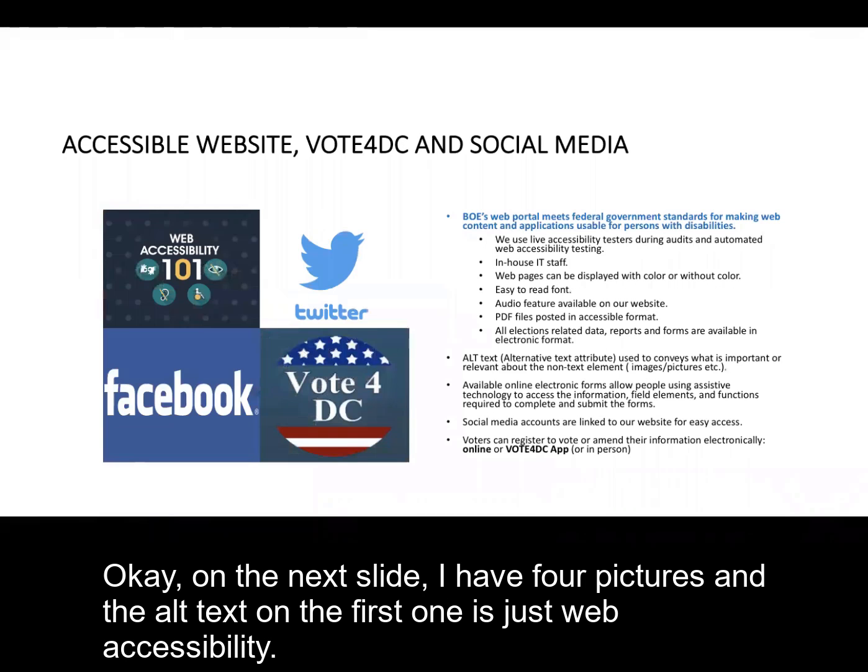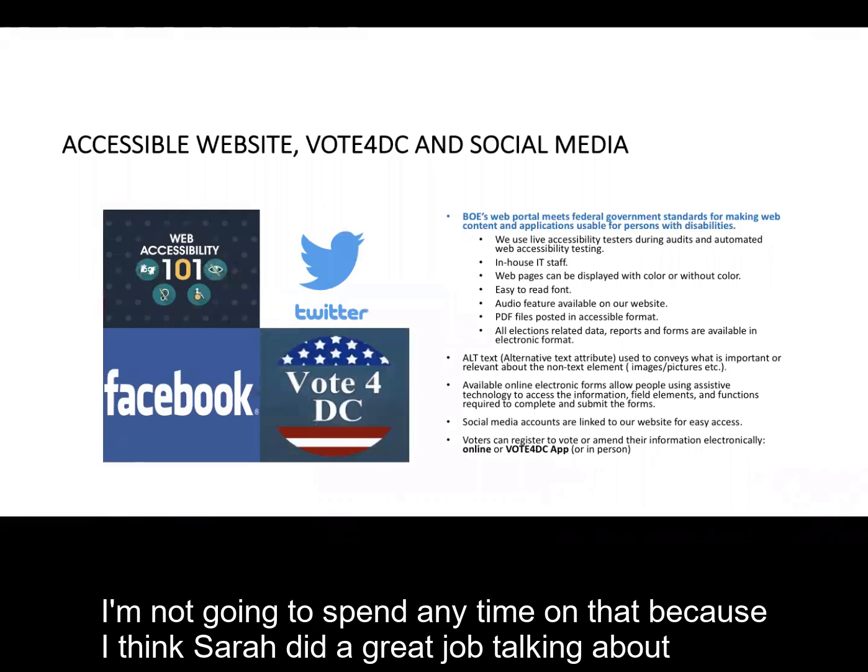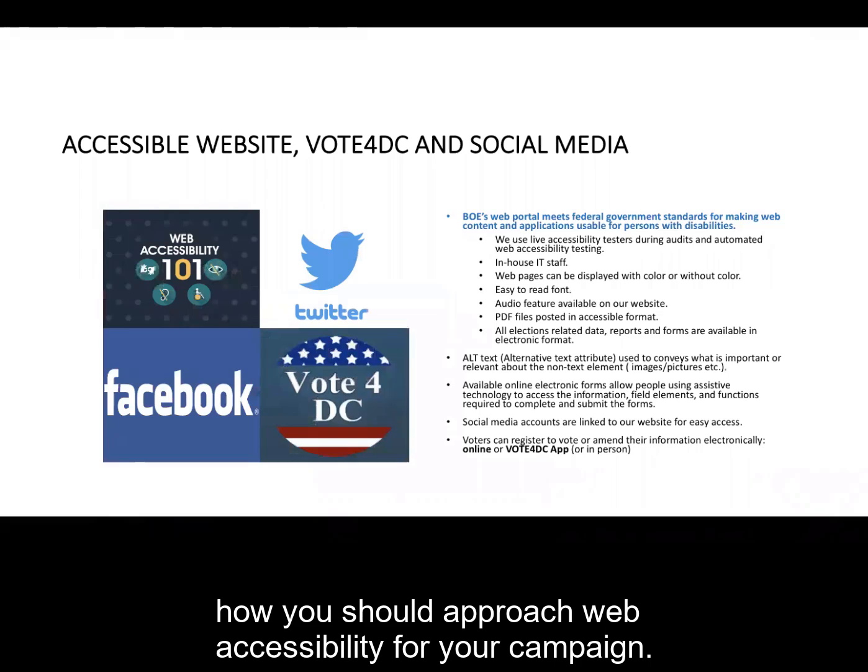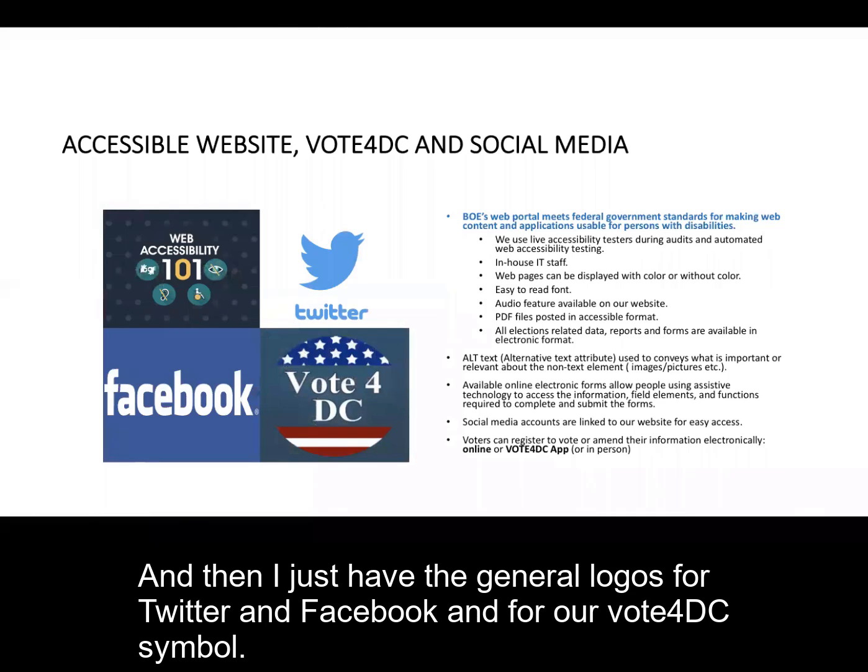Okay, on the next slide, I have 4 pictures. And the alt text for the first one is just web accessibility. I'm not going to spend any time on that because I think Sarah did a great job talking about how you should approach web accessibility for your campaign. And then I just have the general logos for Twitter and Facebook and for our Vote for DC symbol.